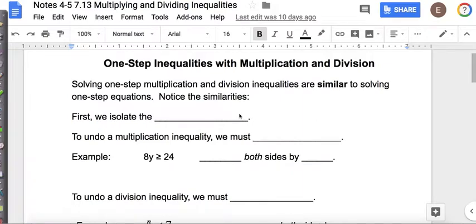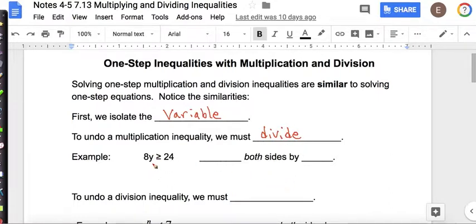To my video on one-step inequalities with multiplication and division. Solving one-step multiplication and division inequalities is similar to solving one-step equations. Notice the similarities here. First, we isolate the variable. To undo a multiplication inequality, we must do the opposite, which is divide.